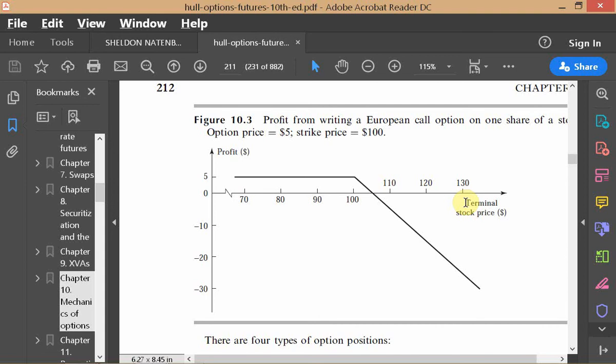You have a loss, but earlier you collected $5 of premium. I'm saying on a gross basis, on the exercise, you're losing $30, and then adjusted for the premium, you're losing $25. That's why the plot here, at 130, the corresponding plot is minus 25. You can see this is reflecting the fact that you lose $30 on the gross exercise part of it, and then you adjust it against $5 income received for selling the option.